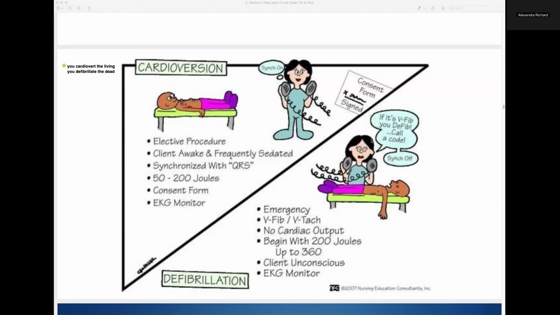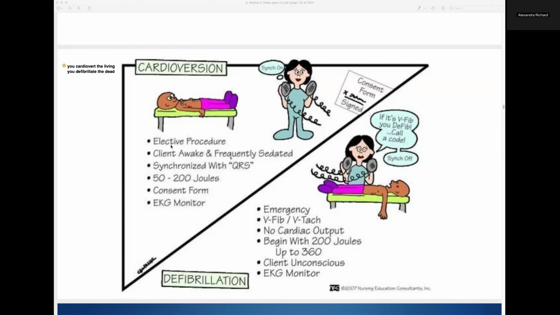It is an emergency. So cardioversion is elective. Elective means the patient can say yes or no to it. The patient signs the informed consent. We sedate the patient and we cardiovert them. It's not as emergent a situation as defibrillation. On the other hand, this patient is dead and we have seconds to minutes to save this patient's life. Okay.